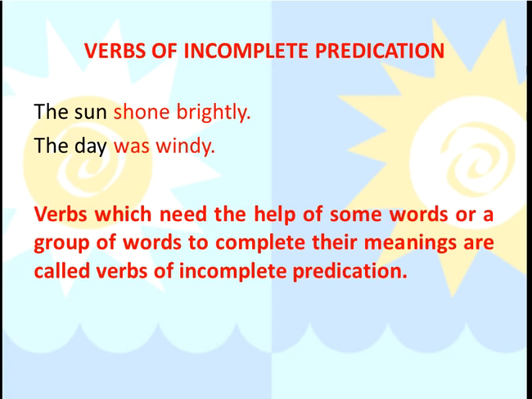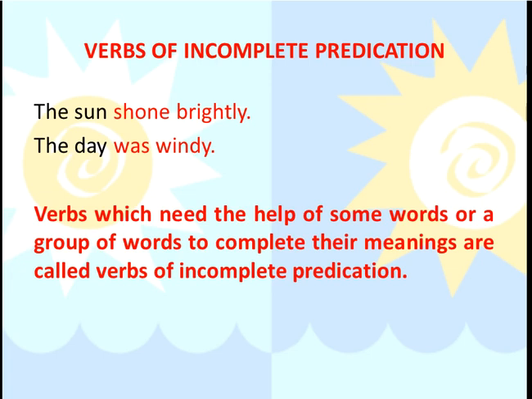Now, there are verbs of incomplete predication. Sometimes a verb does not take an object but requires another word or group of words to complete its meaning. For example, the sun shone brightly. Here the verb is shone. The day was windy. The verb is was. The words brightly and windy are required to complete the meaning of the verbs shone and was.